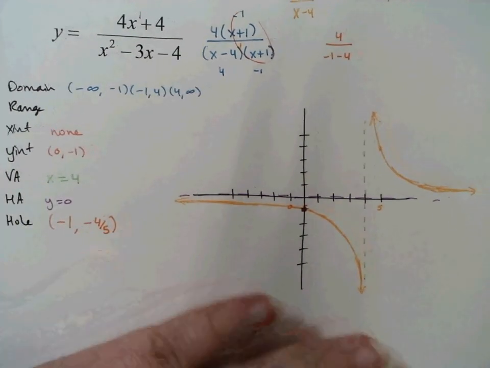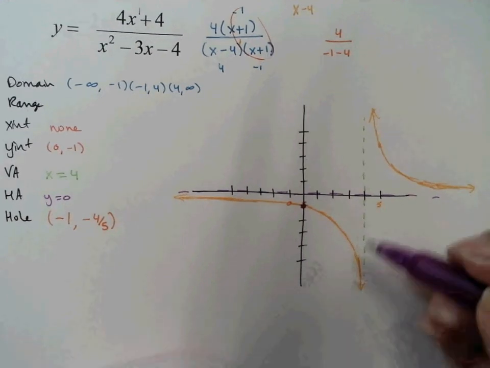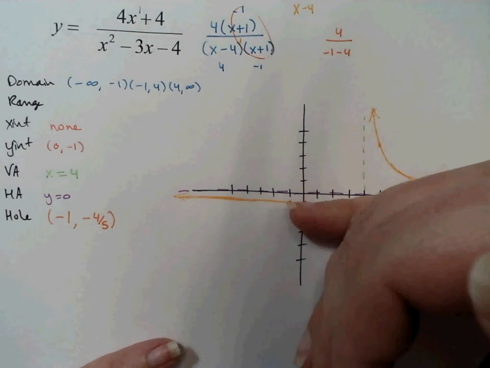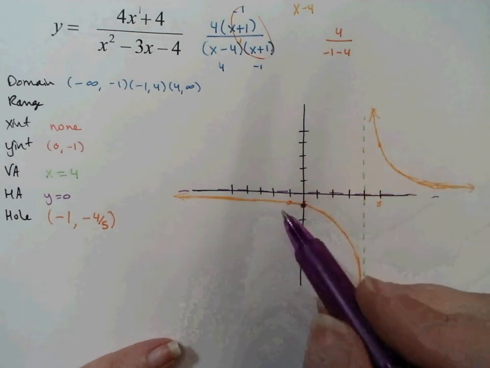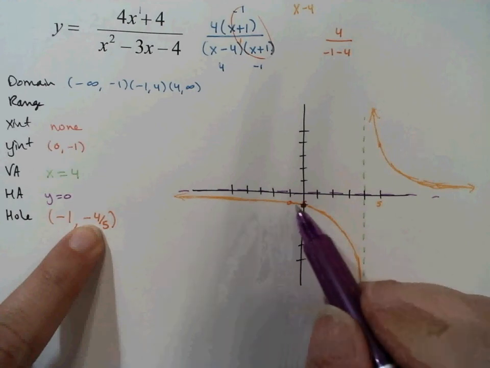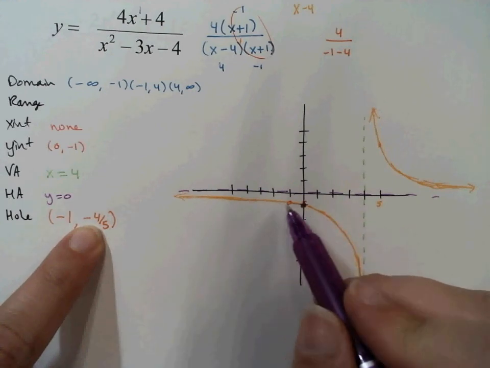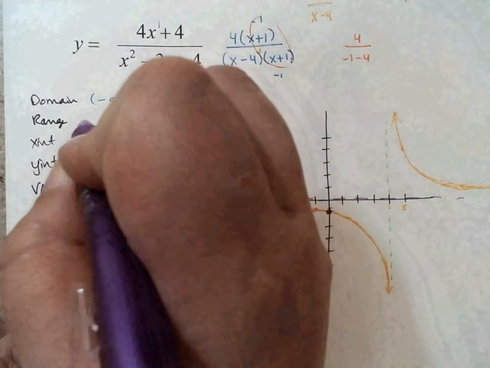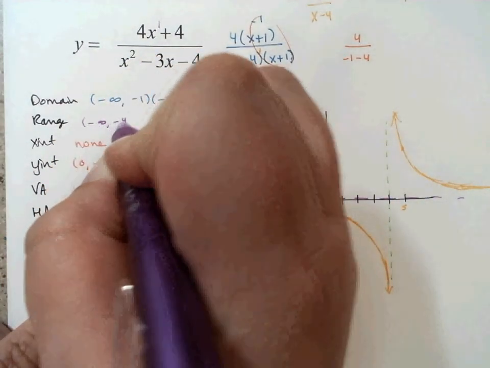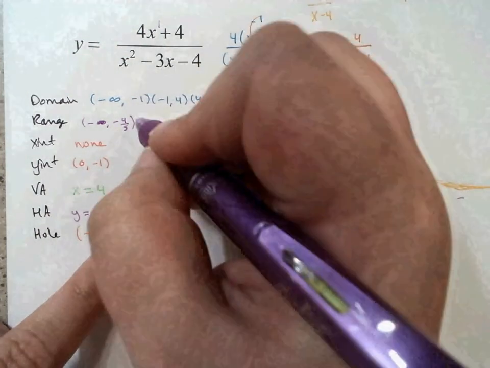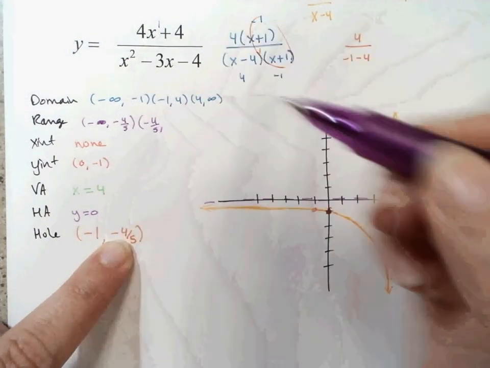Range is low to high. So when I think about my range, I'm coming down here. This is approaching negative infinity, so I know I go from negative infinity all the way up until I reach this hole in the graph. This hole in the graph occurs at the y value negative 4/5. That is the only time this curve will ever reach the y value negative 4/5, because it's not wavering back and forth. So in fact, I go from negative infinity up to negative 4/5, but I don't actually reach it because it's a hole in the graph.